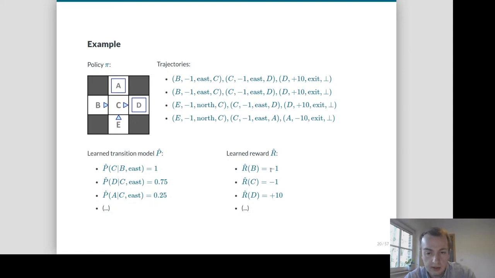In terms of rewards, we've observed that in B we collect minus 1, in C we collect minus 1, in D we collect plus 10, and there is a fourth observation, which is that in A we observe minus 10, and actually in E also we observe that one. So we know all the rewards from these 4 trajectories. Actually, in E we would observe minus 1.